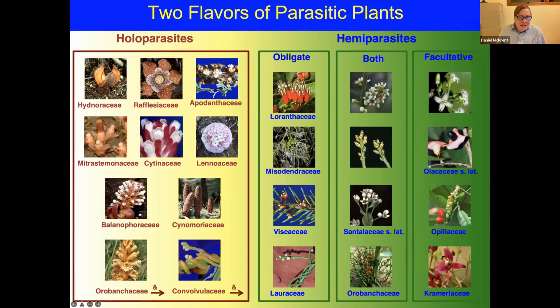And I've worked on some of these, Hydnoraceae, Rafflesia, so on. So these are topics for other talks. We're talking about New York parasites. I wish we had Rafflesia and Hydnora, but we don't.